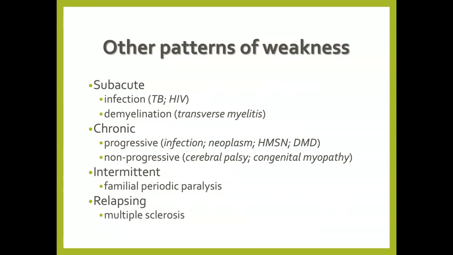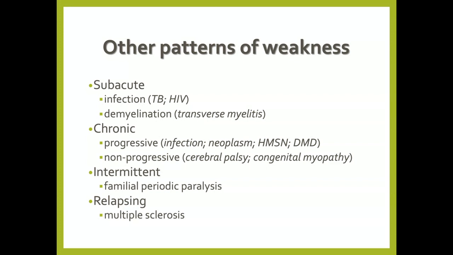Other patterns of weakness, more subacute or chronic, you're thinking about chronic infections like TB or HIV. Slower demyelination, you may think about a process like transverse myelitis. And in terms of chronic, those that are non-progressive, we think about cerebral palsy or a congenital myopathy.